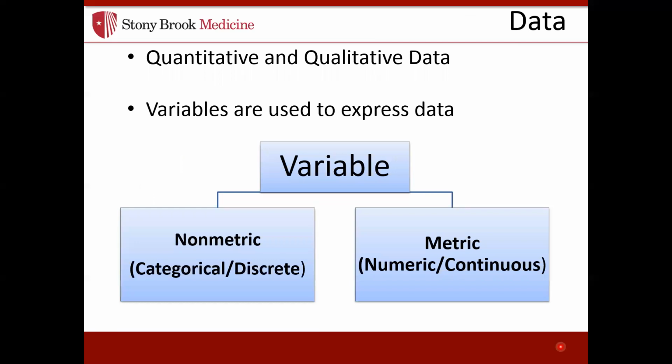Now let's shift gears and look at all the potential data that is used in all of these studies. Data can be considered quantitative or qualitative. Data is expressed as categorized or certain variables in studies. A variable can be considered non-metric, which is also considered categorical or discrete, or it could be considered metric, which is also referred to as numeric or continuous. I do apologize for all these labels, but different resources sometimes use different labels.